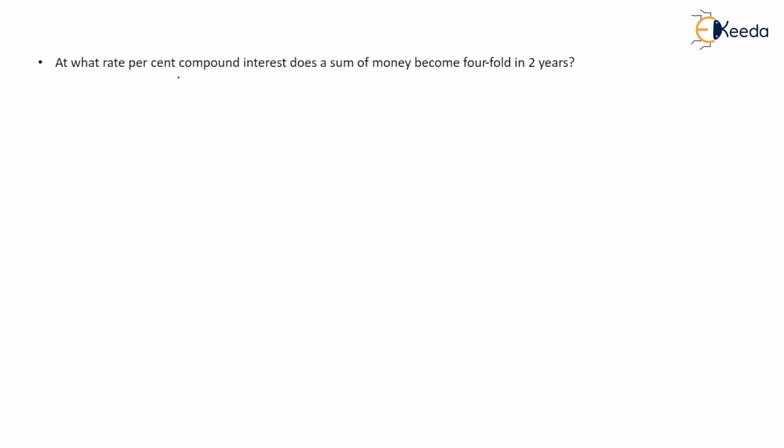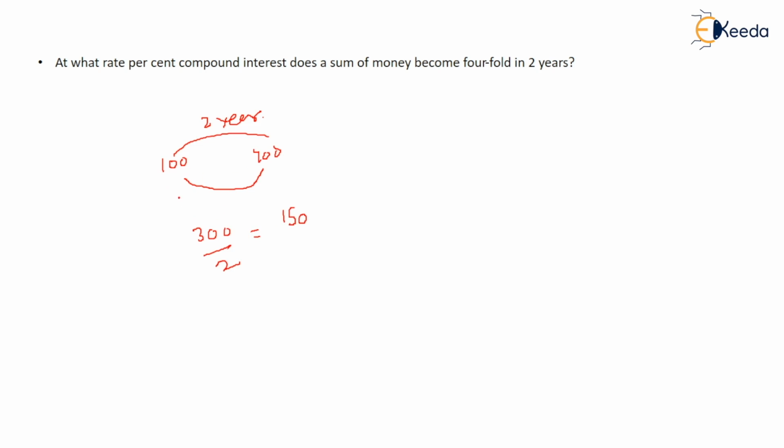This is the question: at what rate percentage compound interest does a sum of money become 4 times in 2 years? Okay. So what is asked? It becomes 4 times, meaning from 100 it becomes 400 in how many years? 2 years, right? They ask what the rate of interest was so that it can become this much. You can see that there is an increase of 300 rupees, right? And this 300 rupees increase happened in 2 years, meaning per year how much is it increasing? 150 it is increasing, right?